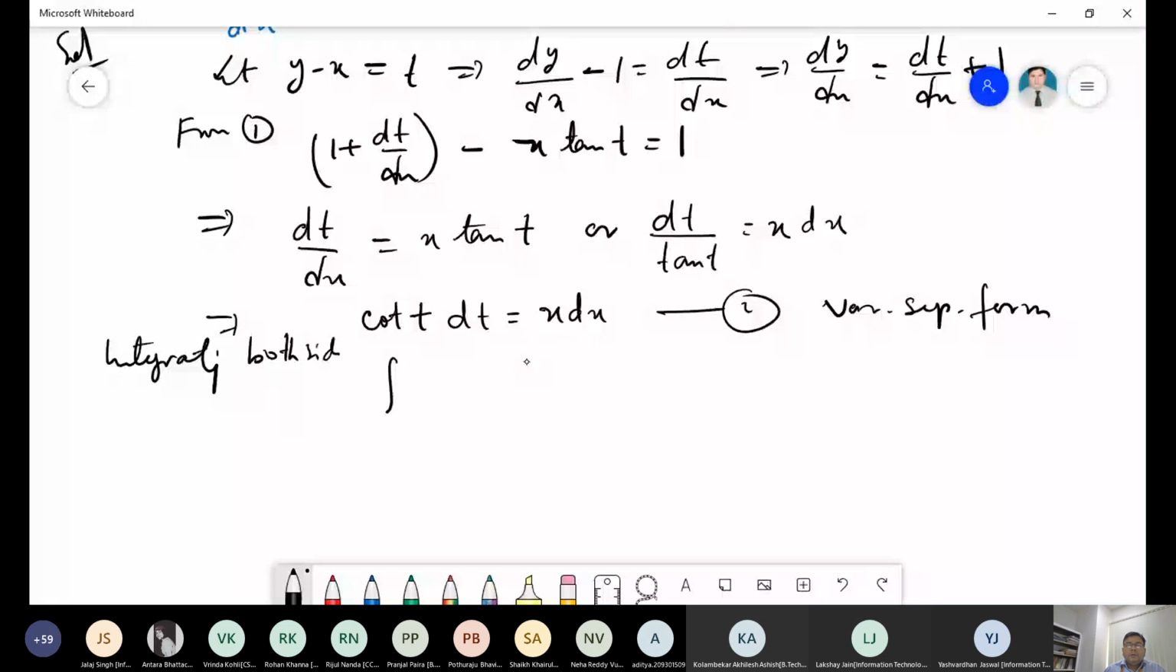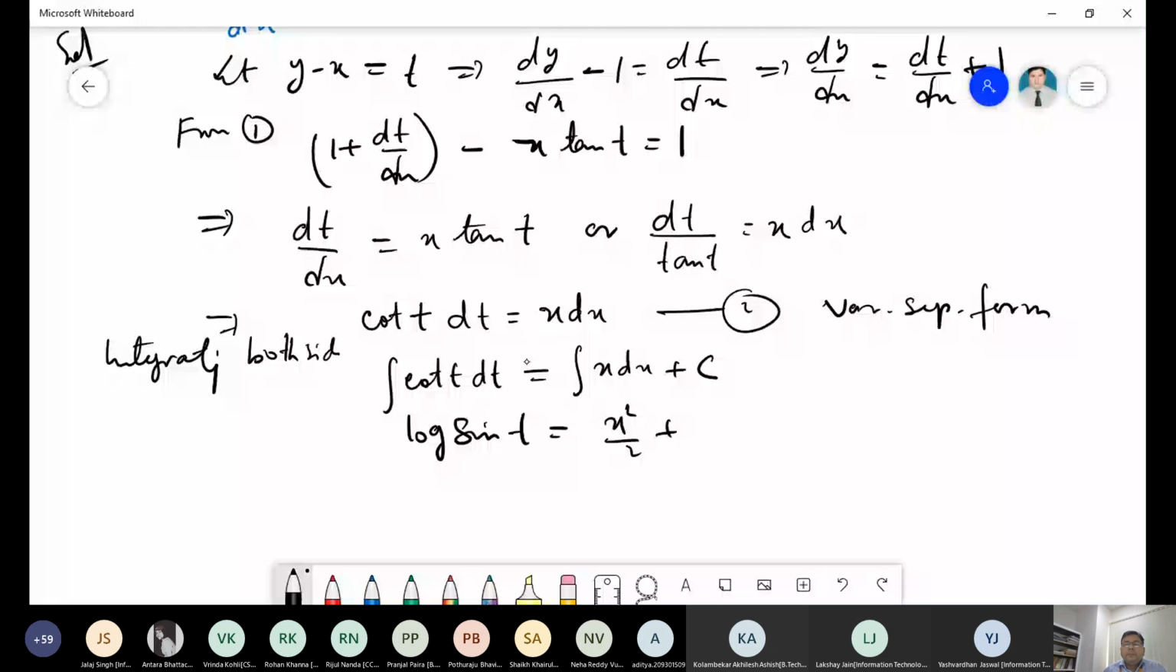So we will do here cot t dt, and this is equal to integration of x dx plus c. What is the integration of cot t? Log sin t. Log sin t, and this is equal to x square by 2 plus c.